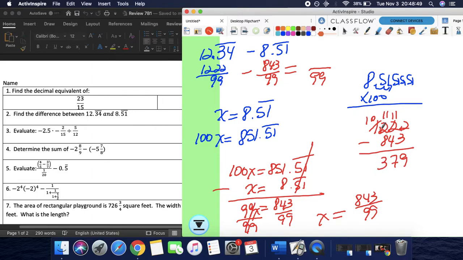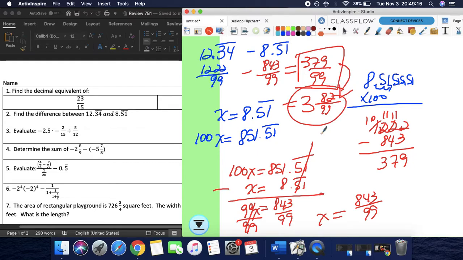That one became a 0, so final answer, 379 over 99. Or we can write this as 3 and 79 plus 3, 99 over 82, if I'm not mistaken. Okay, so that would be your final answer. So if you got to here, and then change that to a mixed number. Okay, so again, labor intensive, but nothing too complicated.